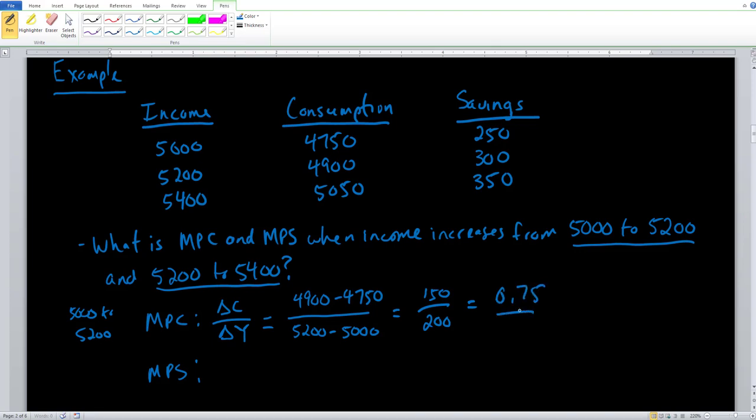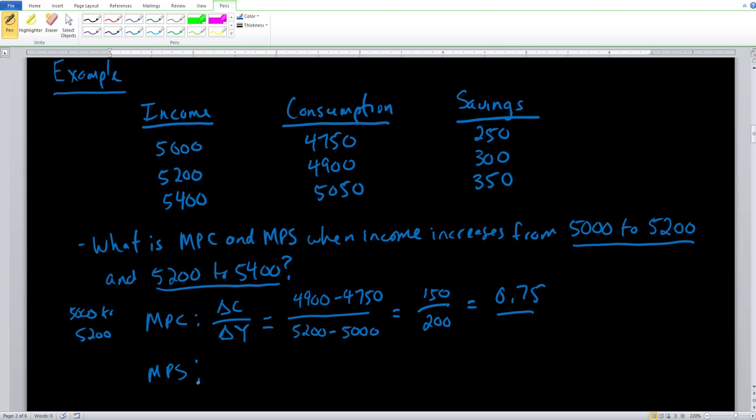So what does a 0.75 tell us? It just tells us that as your income increases from 5,000 to 5,200, you're going to consume an additional 0.75 of that income. So here, 0.75, for every additional dollar that you receive in income, you're going to consume 75% of that.